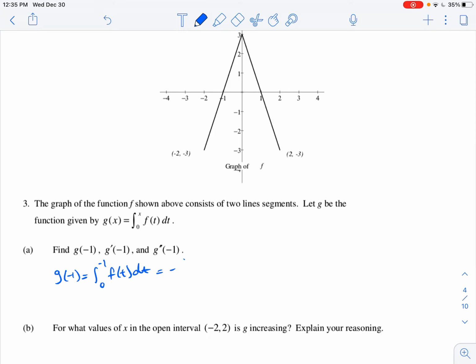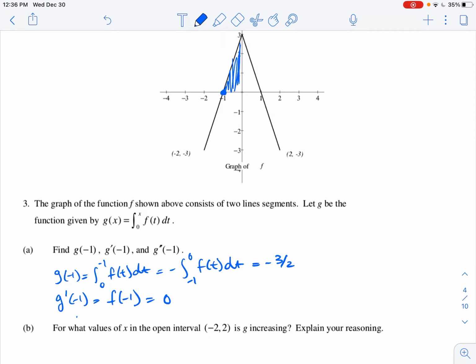All right, I'm going to reverse. So from -1 to 0, that would be this guy right here. So 1 times 3 divided by 2, so 3 halves, this is going to give us -3 halves. All right, so g prime of -1. Okay, so if I took the derivative, that is just going to give me f of -1. Well, f of -1, that's this point right here, which is 0.